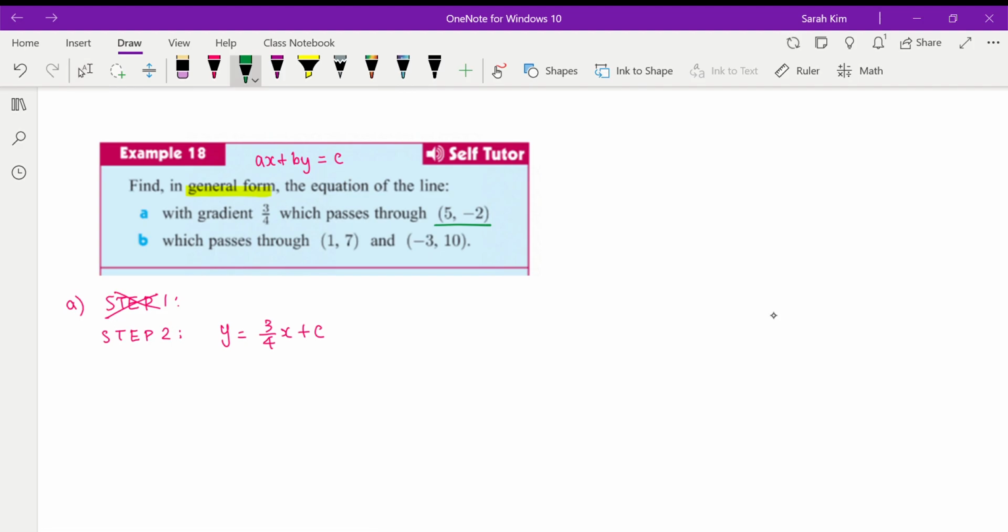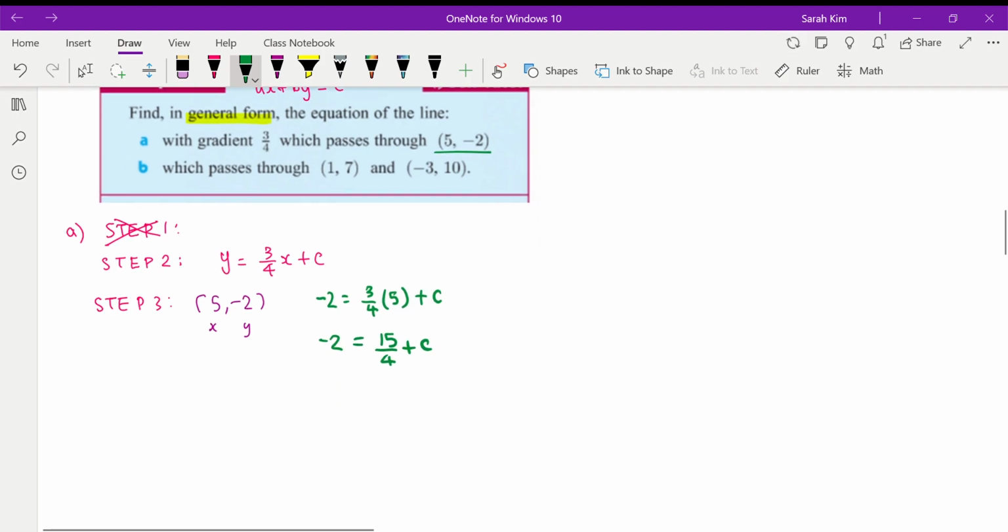No, let me write this down. So let me write step 3. I'm not going to write the words because it's right above and you should have written it down. So step 3, this is the coordinates that I'm using. This is my x, this is my y. So I get minus 2 equals 3 over 4 times 5 plus c. So I get minus 2 equals 15 over 4 plus c. So therefore it becomes minus 2 take minus 15 over 4 equals c.